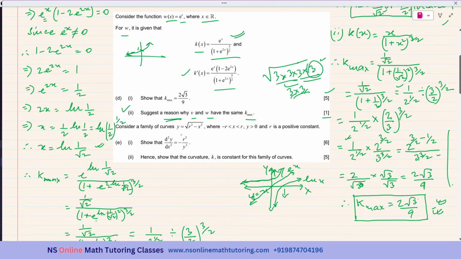Consider a family of curves y equal to square root of r square minus x square, where x is greater than negative r but less than positive r, y is greater than 0, and r is a positive constant. Part E also has two further subparts. Subpart I says: show that d2y by dx square equals minus r square over y cube. It is carrying 6 marks.